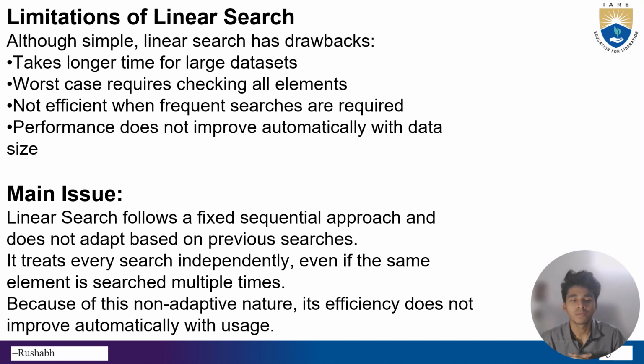Main issue: linear search follows a fixed sequential approach and does not adapt based on previous searches. It treats every search independently even if the same element is searched multiple times. Because of this non-adaptive nature, its efficiency does not improve automatically with usage.